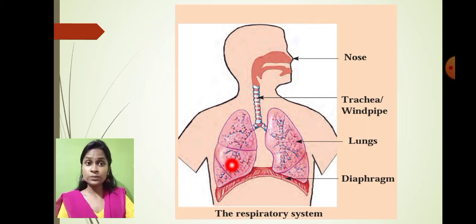And at the end of the bronchioles there are certain grape-like structures. The grape-like structures present at the bronchioles are called what? Alveoli. And as you can see here, the diaphragm is present just below the lungs. The diaphragm is a flexible sheet-like structure which is present between the thoracic cavity and the abdominal cavity. So these are the organs involved in the respiratory system.